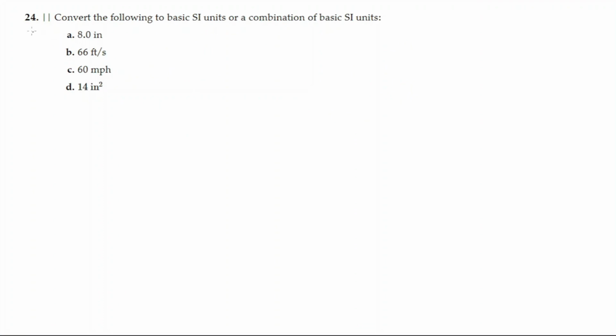Alright, so let's take a look at number 24. Number 24 is: convert the following to basic SI units or a combination of basic SI units. Basic SI units are seconds for time, meters for length, and kilograms for mass. So we just have to convert all of these if they're not already in basic SI units. So we have 8.0 inches.